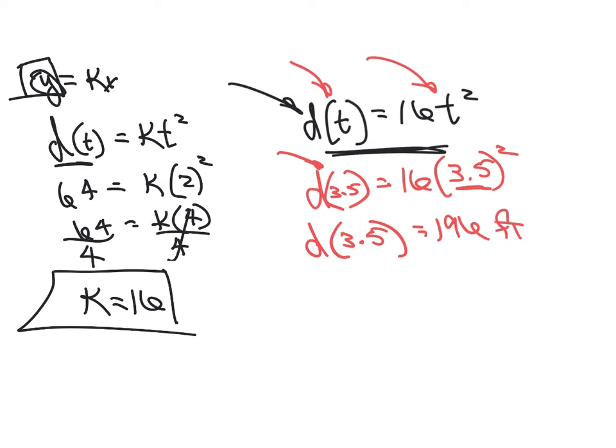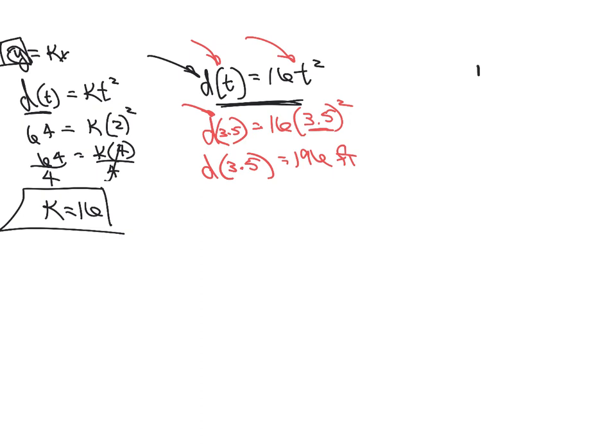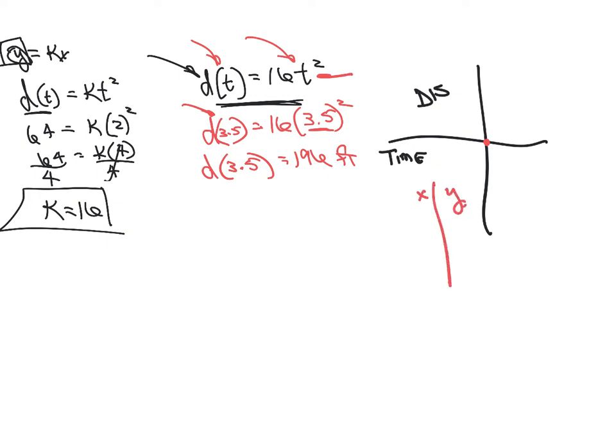The B part says graph the relationship between distance and time. And that is not too hard because all we need to do here is make a graph. And the x-axis will be time. That's usually the case, is the x-axis is the time. And the y-axis is the distance. And when he jumps out of the plane, no time has started. He hasn't gone anywhere.